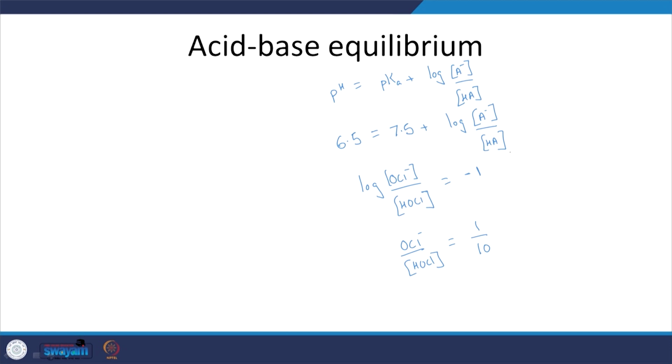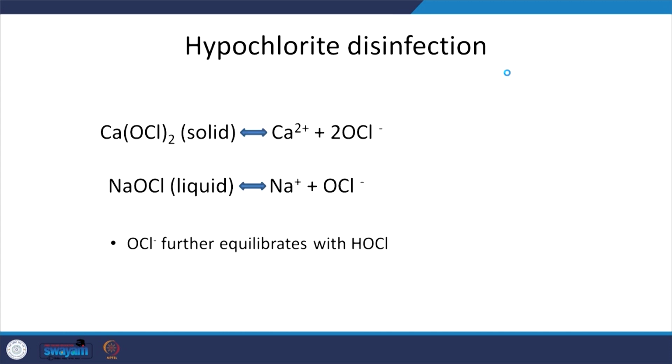I take the antilogarithm to the base 10, so I take 10 to the power of minus 1, or 1 by 10. So, at a pH of 6.5 you see that most of the solution will stay as HOCl, but at a pH of 8.5, which is 1 unit greater than 7.5, this situation will be reversed. At that pH, most of it will be present as OCl minus. So, you see the key role that pH plays, and that is why we had to look at the Henderson-Hasselbalch equation, right.